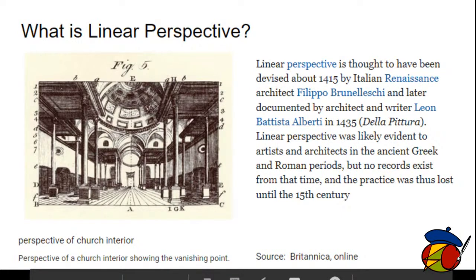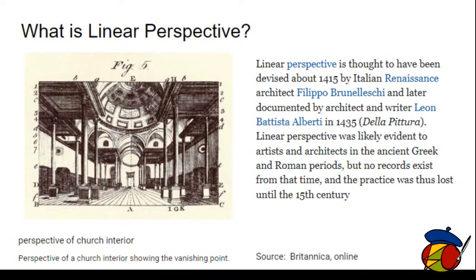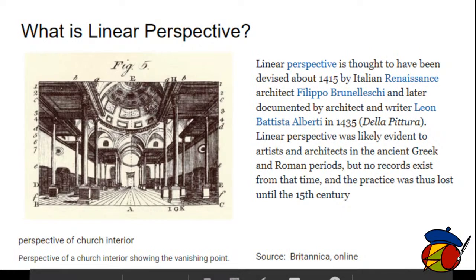So, who was the inventor? Okay, it's thought to have been devised about the year 1415 by Italian Renaissance architect Filippo Brunelleschi, and it was later documented by architect and writer Leon Battista Alberti in 1435 in Della Pittura, which was his treatise on painting. Linear perspective was likely evident to artists and architects in the ancient Greek and Roman periods, but no records exist from that time, and the practice was thus lost until the 15th century.